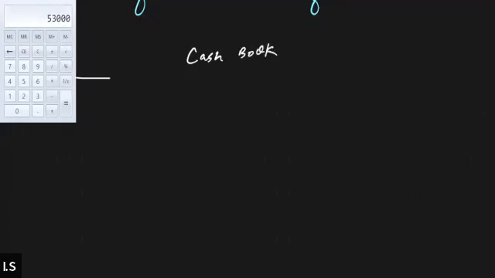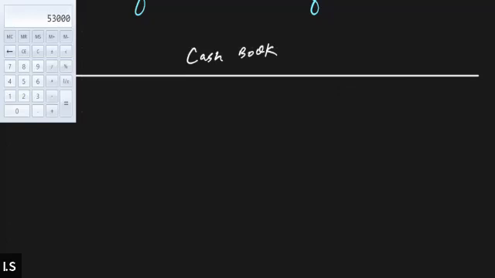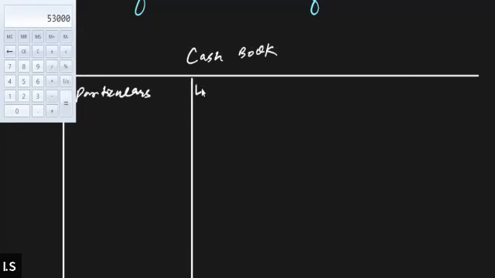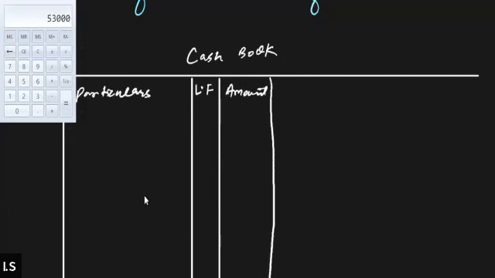This is the format of the cash book. You don't have to write anything. Then we will make a column for the date. After that, a column for particulars. Then an extra column this time for ledger folio, in short called LF. And then a column for amount. This is considered as the debit side, the left side of the cash book.